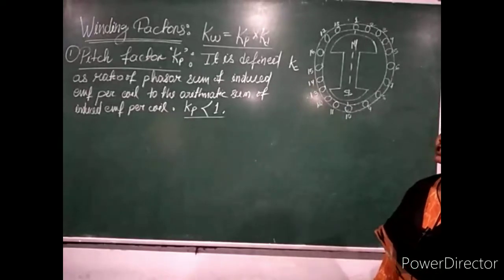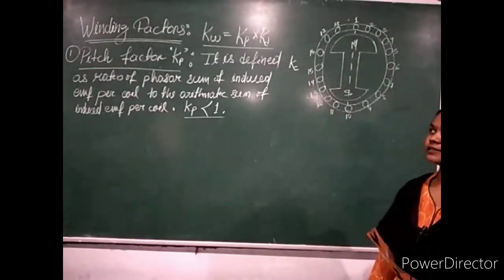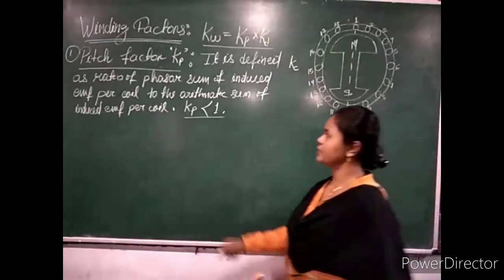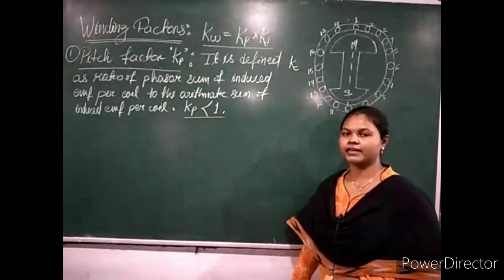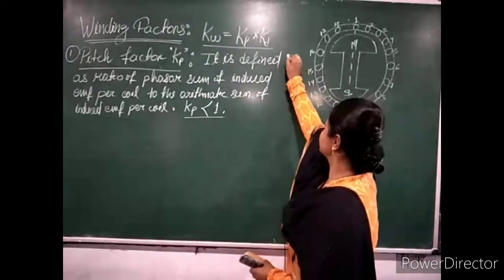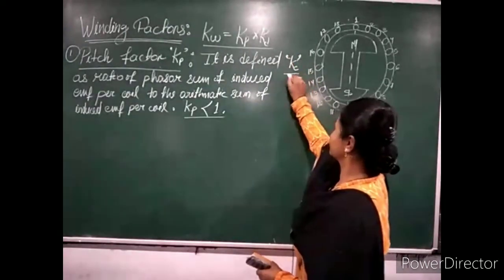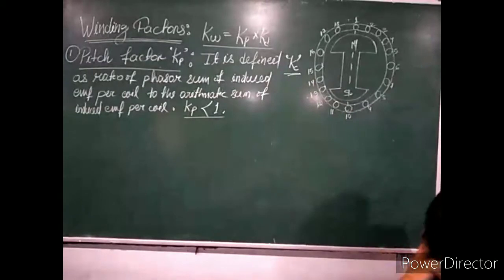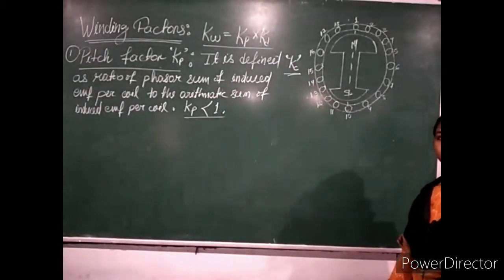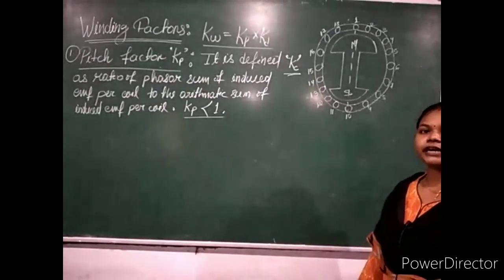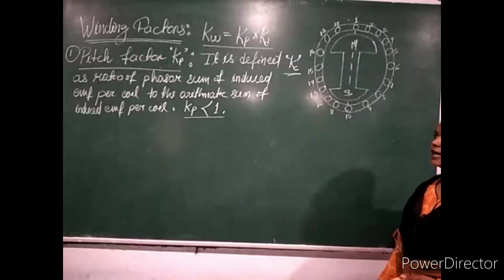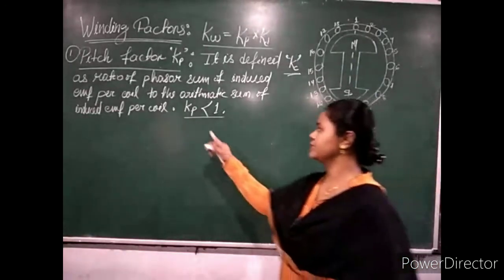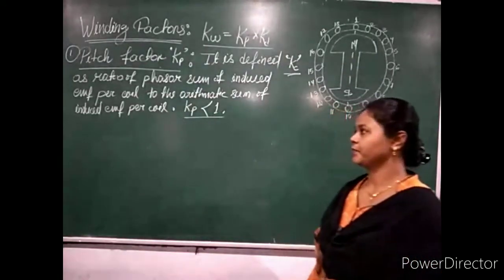So let us first discuss what is pitch factor. Pitch factor is represented as Kp, also known as coil span factor, Kc. It is the ratio of phasor sum of induced EMF per coil to the arithmetic sum of induced EMF per coil, and its value is always less than 1.